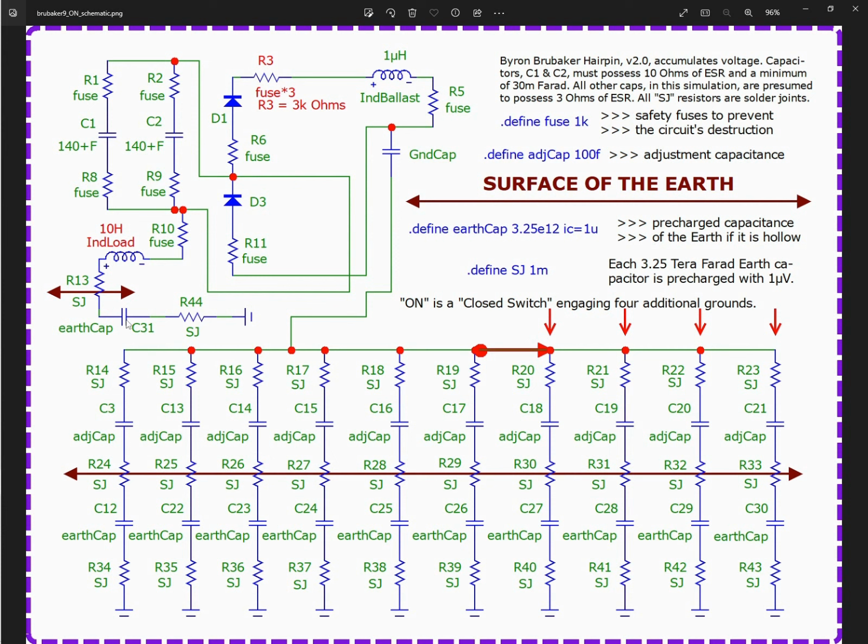And I have an earth cap here to represent the Earth's capacitance of 3.25 terafarads, precharged with 1 microvolt, just like all of these down here are likewise. These 10 parallel grounds also have an earth cap representing the capacitance of the Earth, of the same terafarad capacitance and charged with 1 microvolt.